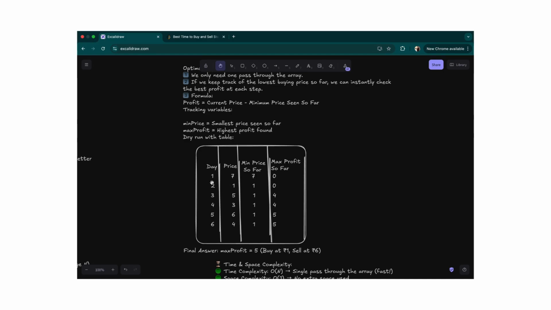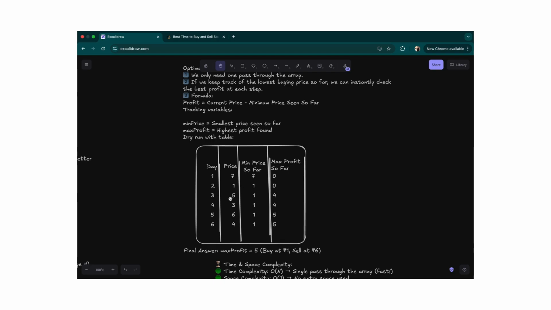So on the first day, the price[i] is 7 and the minimum price is 7 only. So the profit will be price[i] minus the minimum price, so 7 minus 7 we get 0, and the maximum profit is also 0. On the second day, the price[i] is 1 and the minimum price is 1 only, but the profit will remain 0 as 1 minus 1 is 0 itself, and the maximum profit is also 0.